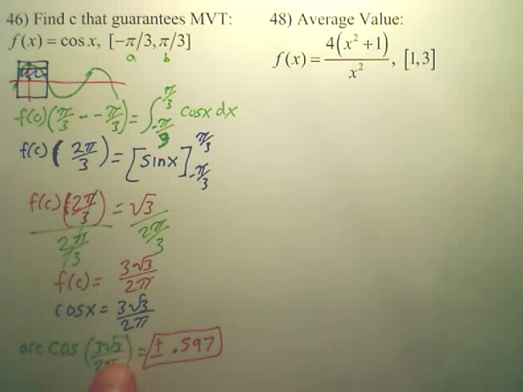Now, most of the time, when you do these questions, you don't need your calculator for arc cosine. This one did, and that's because the book had a question like that. So these are your C values that give you this height, and that height is your average height.